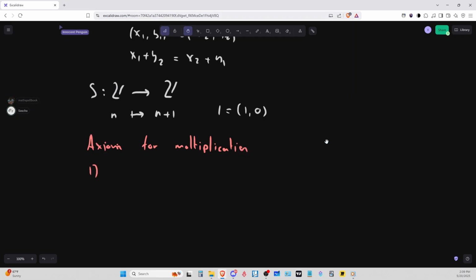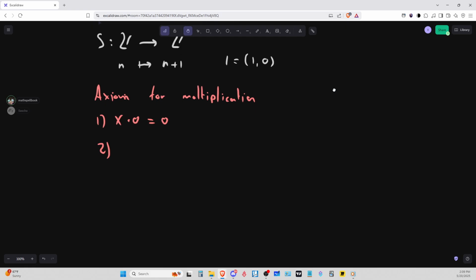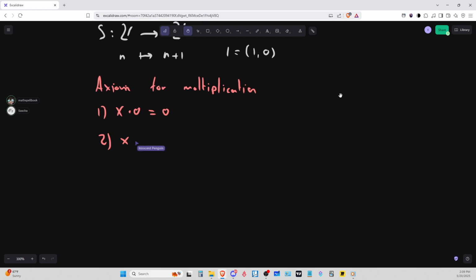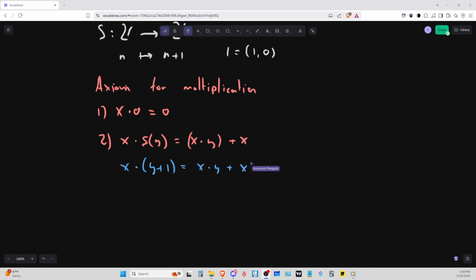And it would be something like that. So I want x times 0 to be 0, and I want x times the successor of a number y to be x times y plus x. Basically, the second one we can reformulate with the definition above: x times y plus 1 should be xy plus x. And Sy is basically the successor of y, right?